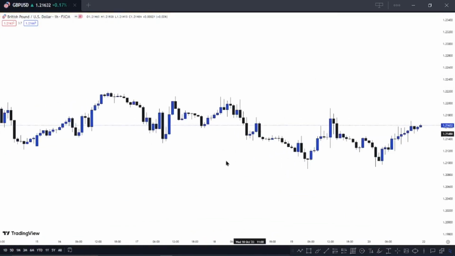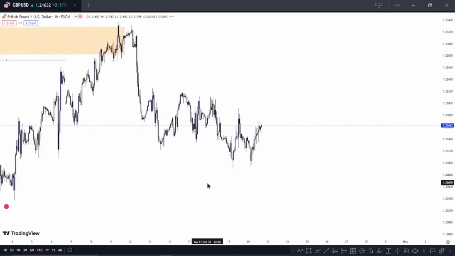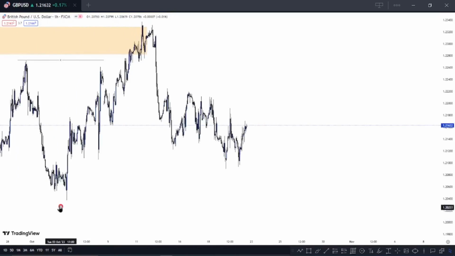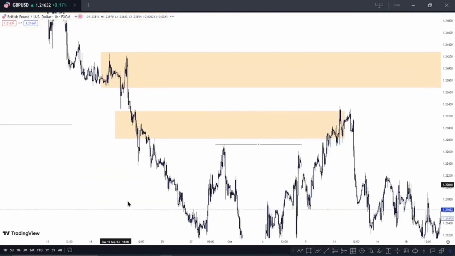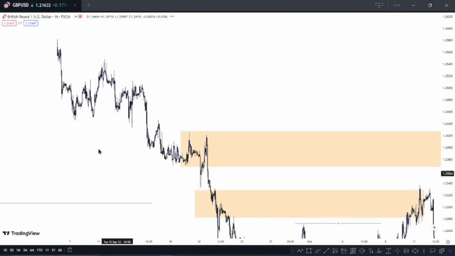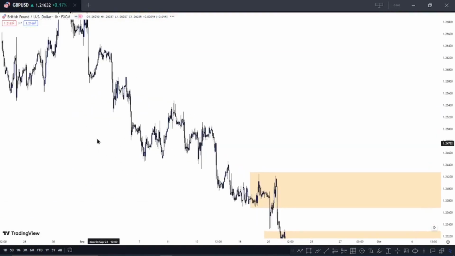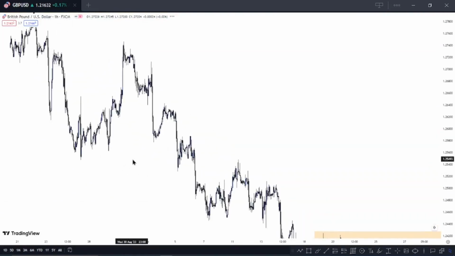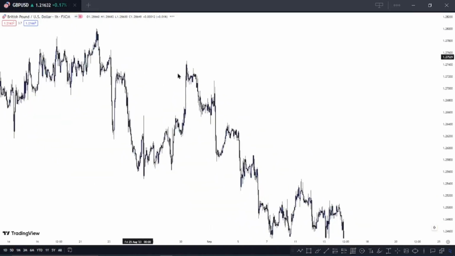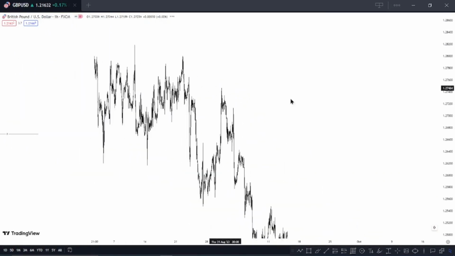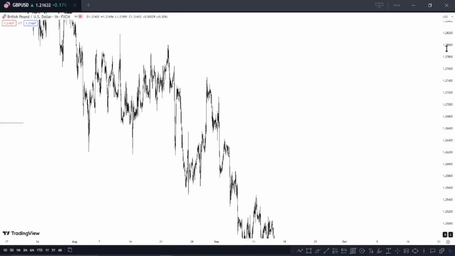Now, this is internal structure. Remember, our higher time frame low is still here. It's our higher time frame low. I hope you understand that. And our higher time frame high is still here. Okay? Look at it here. Where is it? Where is our higher time frame high? I want to see our higher time frame high.